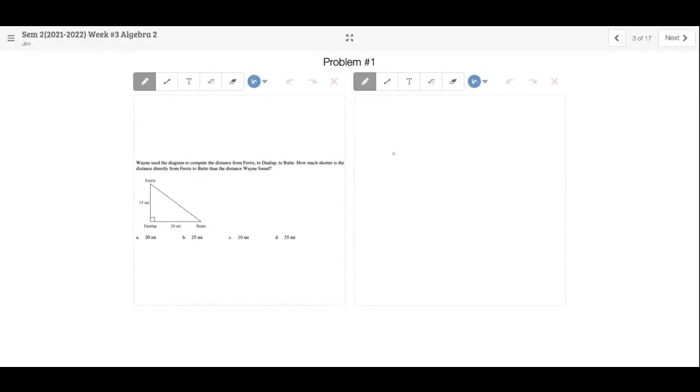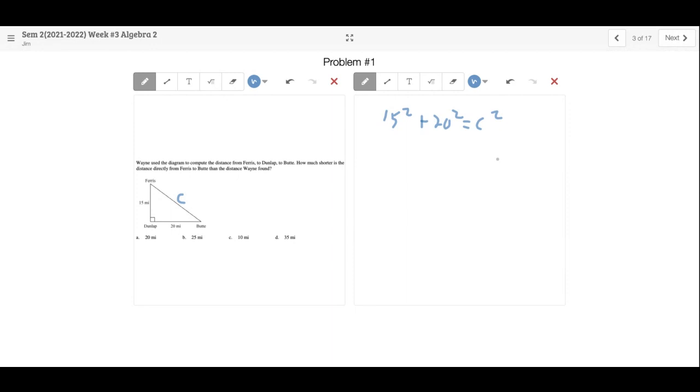So the first problem says, Wayne used the diagram to compute the distance from Ferris to Dunlop to Butte. How much shorter is the distance directly from Ferris to Butte than the distance Wayne found? Now, this is not a special triangle. We're just going to have to use the Pythagorean theorem on this. So I would do 15 squared plus 20 squared is equal to C squared.